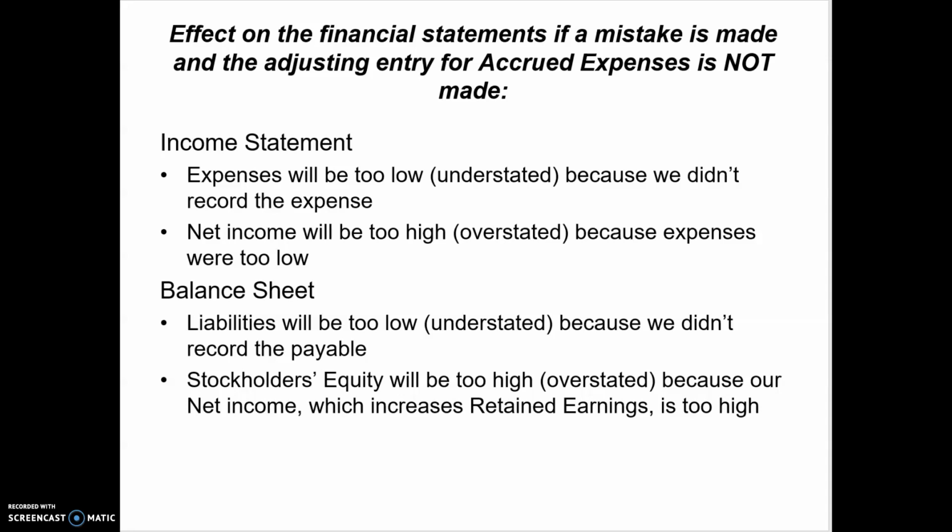If we don't make that adjusting entry to record our accrued expense, then our expenses are going to be understated because we haven't recorded all of them. And if our expenses are too low, that means our net income will be too high or overstated. If our net income is overstated, that means retained earnings is going to be overstated. And then our liabilities will be understated because it doesn't show that we owed the wages or the interest or whatever the accrued expense was.